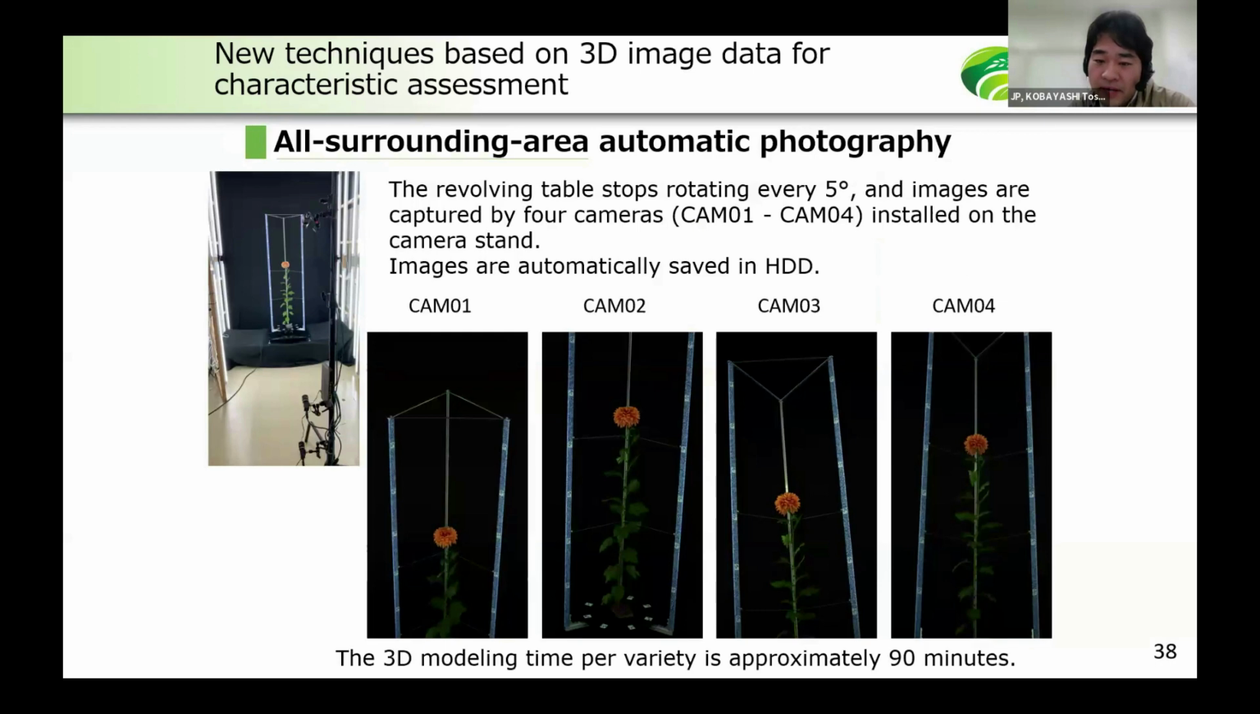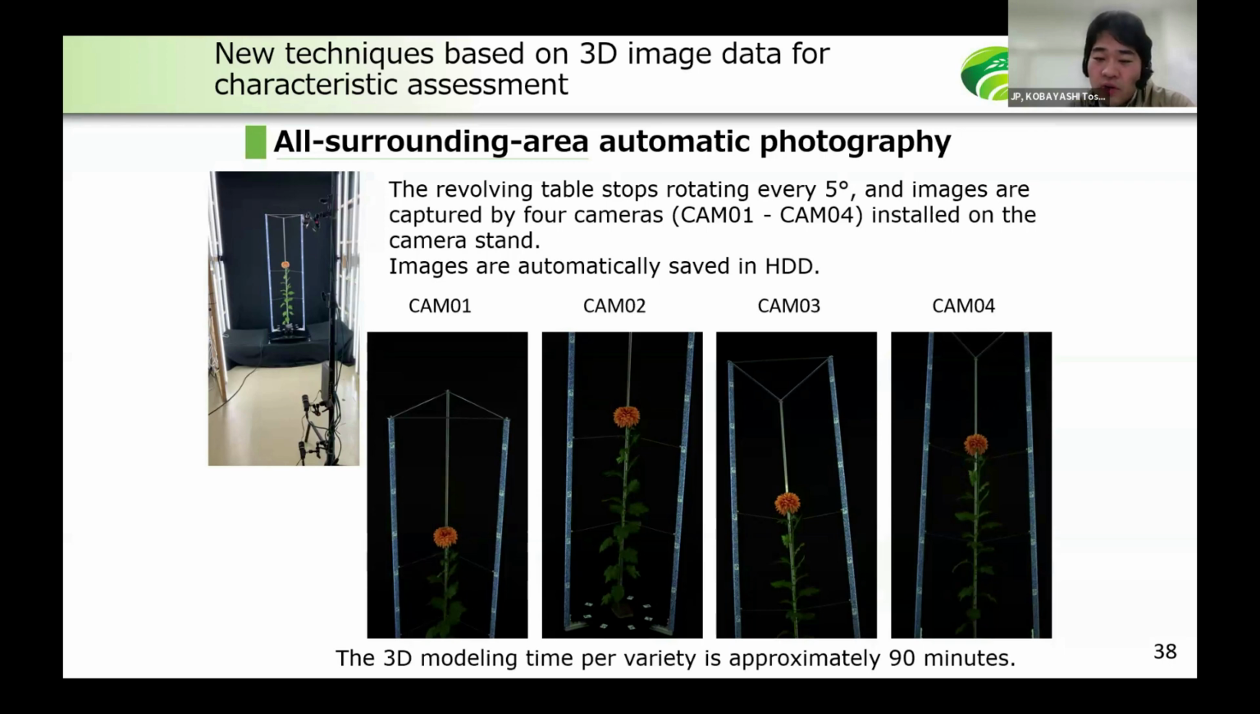When photographing begins, the revolving table rotates and stops after every 5 degrees of movement. Then 4 cameras take images simultaneously. This is repeated 72 times for each sample, capturing images in all 360-degree directions.